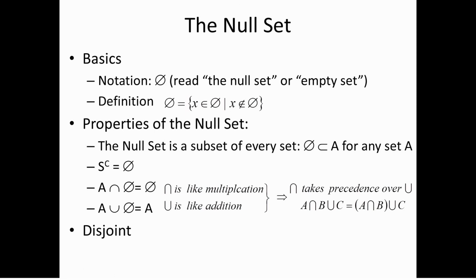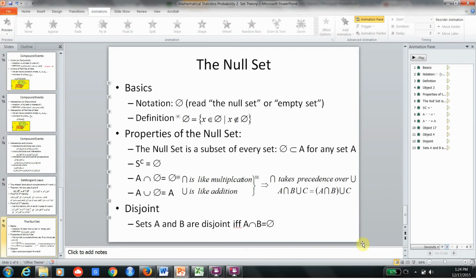Alright, disjoint is a very important term we use, and basically it says that for two sets to be disjoint, their intersection is a null set. In other words, disjoint sets are sets that have nothing in common. They have no overlap. Alright, that's all we need to know for set theory. Now we're going to go ahead and apply this to probability theory in the next video.